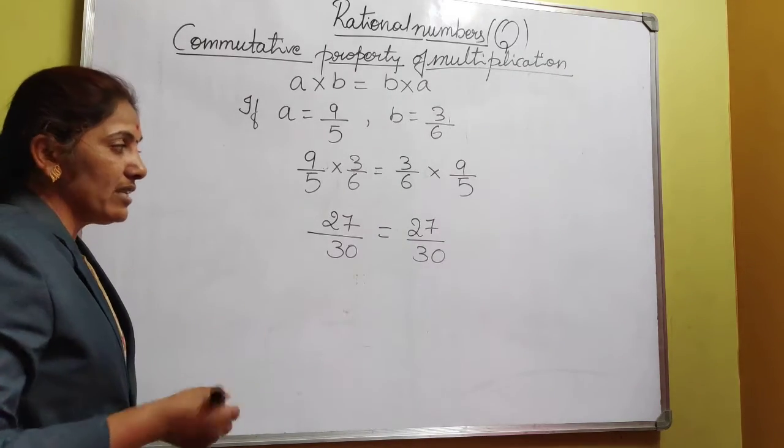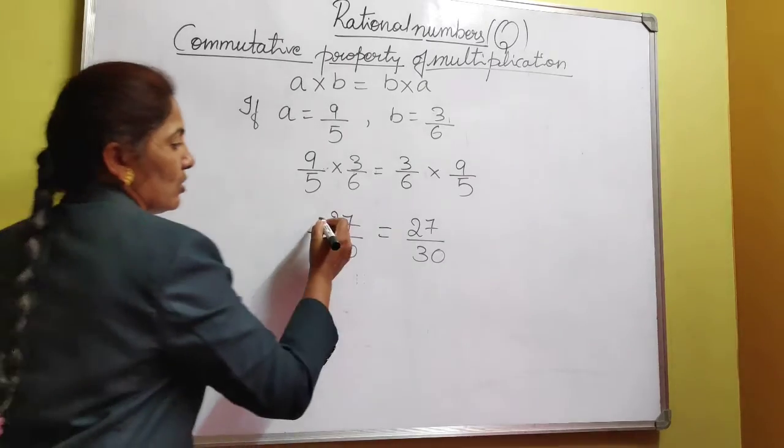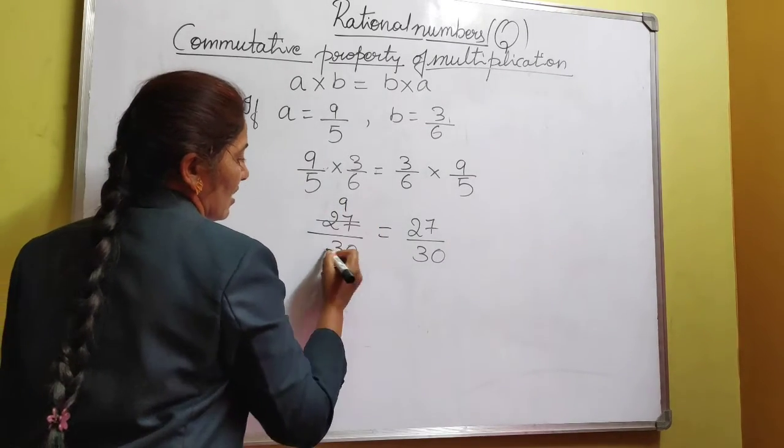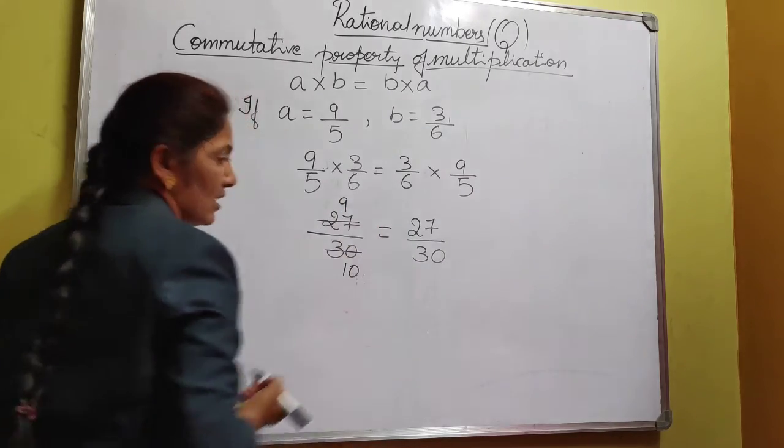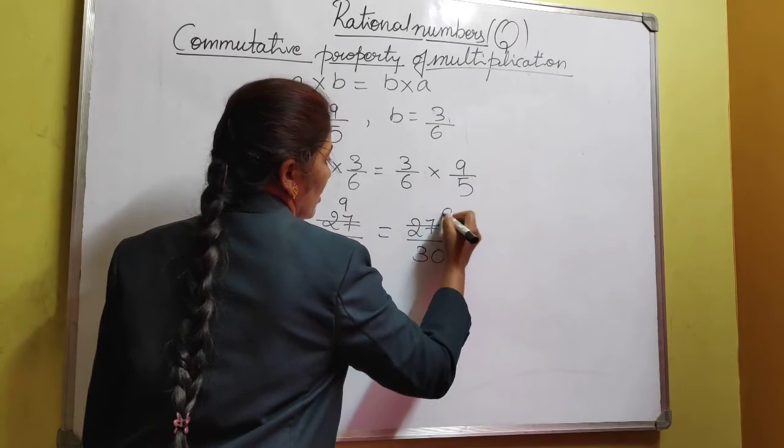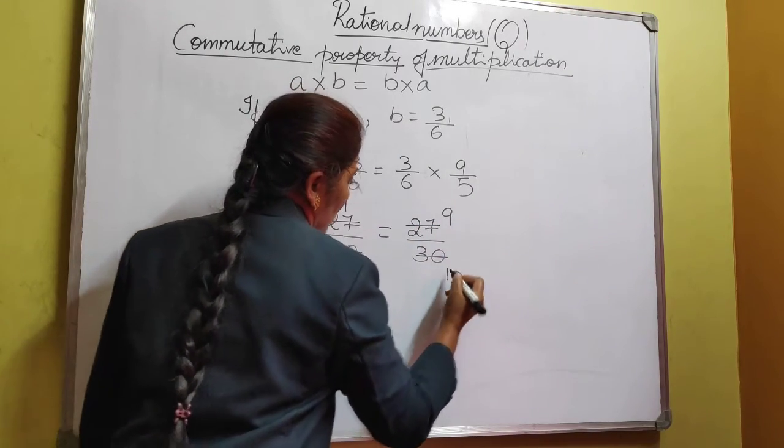Yes, we can also write this in the simplest form. See, 3 how many times? 9s are. 3 how many times? 10s are. 3 9s are 27. 3 10s are 30.